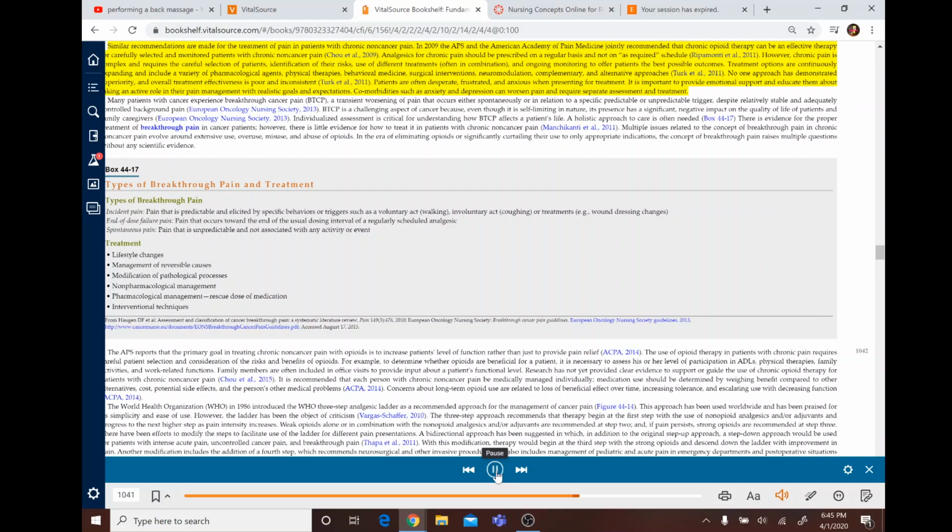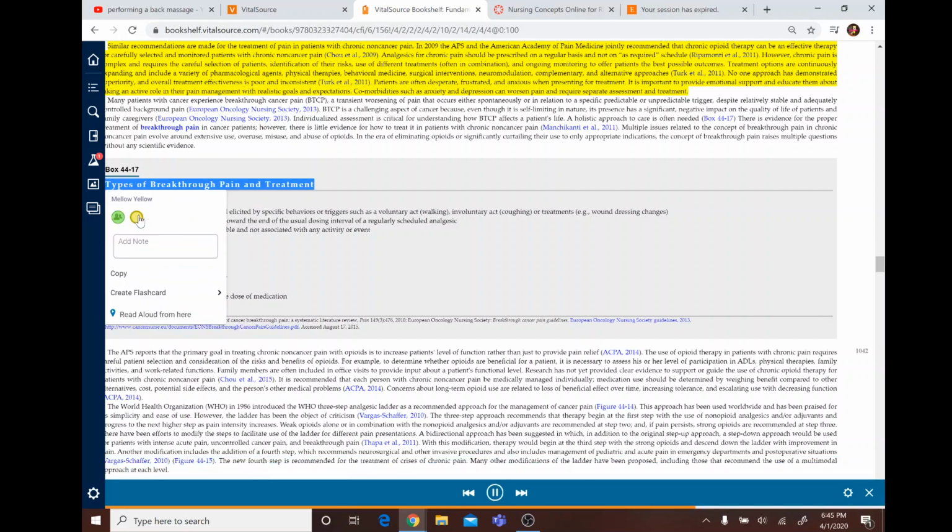However, chronic pain is complex and requires the careful selection of patients, identification of their risks, use of different treatments, often in combination, and ongoing monitoring to offer patients the best possible outcomes. Treatment options are continuously expanding and include a variety of pharmacological agents, physical therapies, behavioral medicine, surgical interventions, neuromodulation, complementary, and alternative approaches. Turk et al., 2011. No one approach has demonstrated superiority, and overall treatment effectiveness is poor and inconsistent.